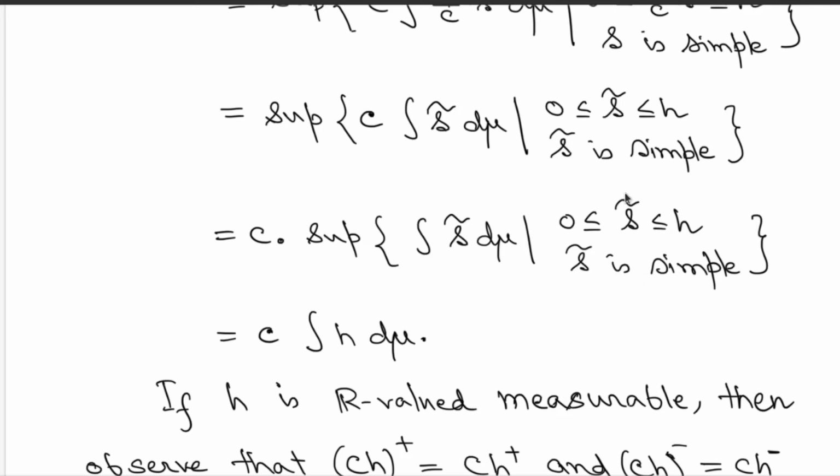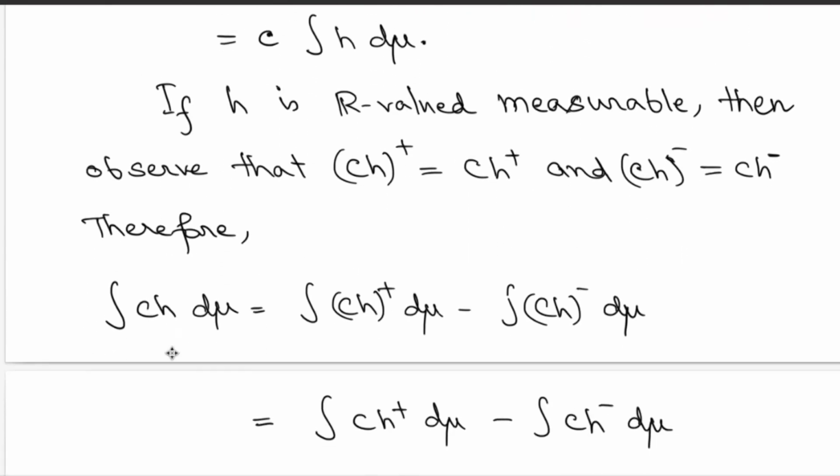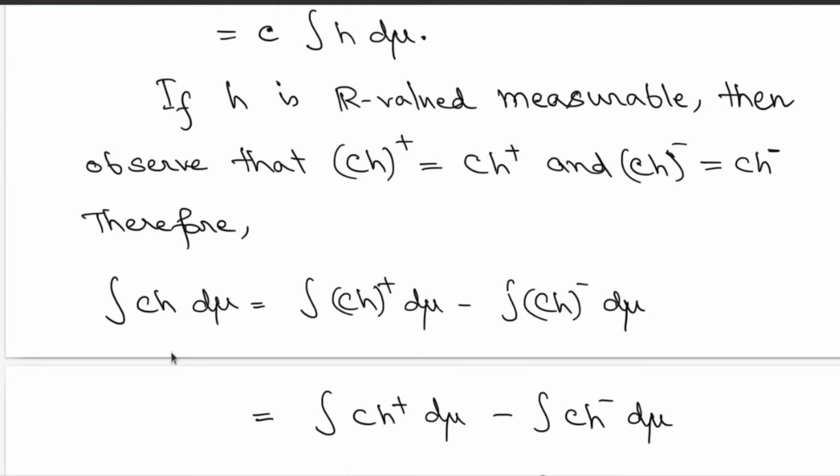But this supremum is over all simple functions s tilde below h, and that is nothing but the integration of the non-negative measurable function h. So that's it. Therefore you have managed to bring out that constant c from inside the integration to the outside. That's all you wanted to prove, and therefore the result is now true for non-negative measurable functions.